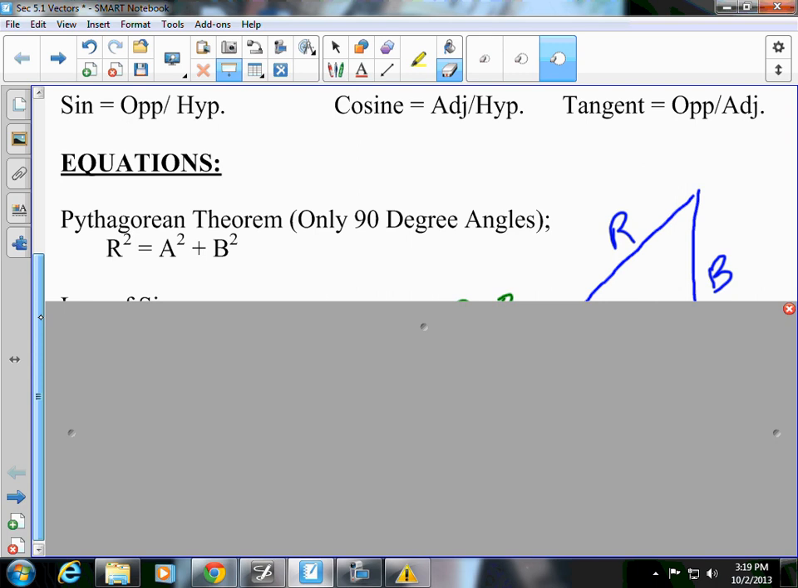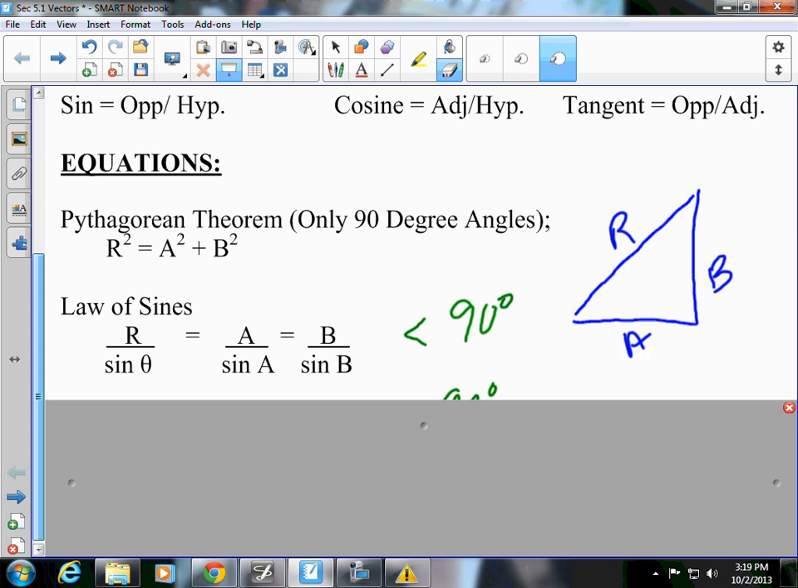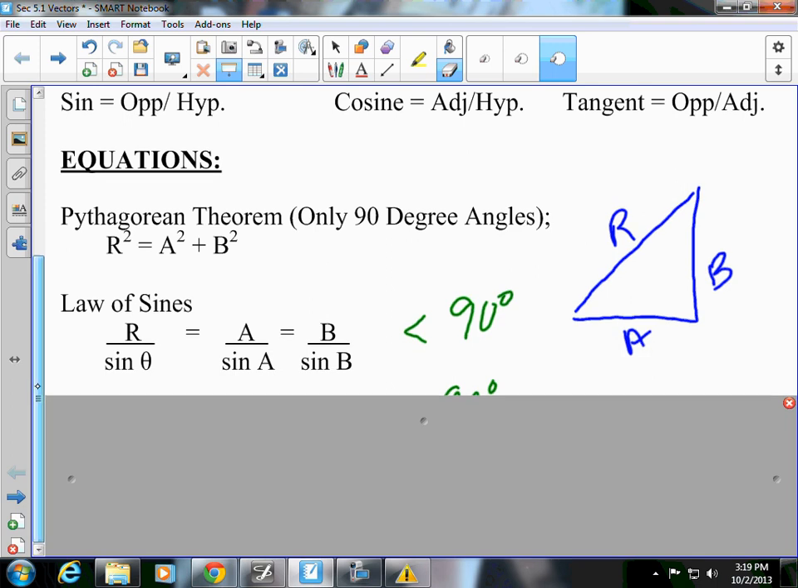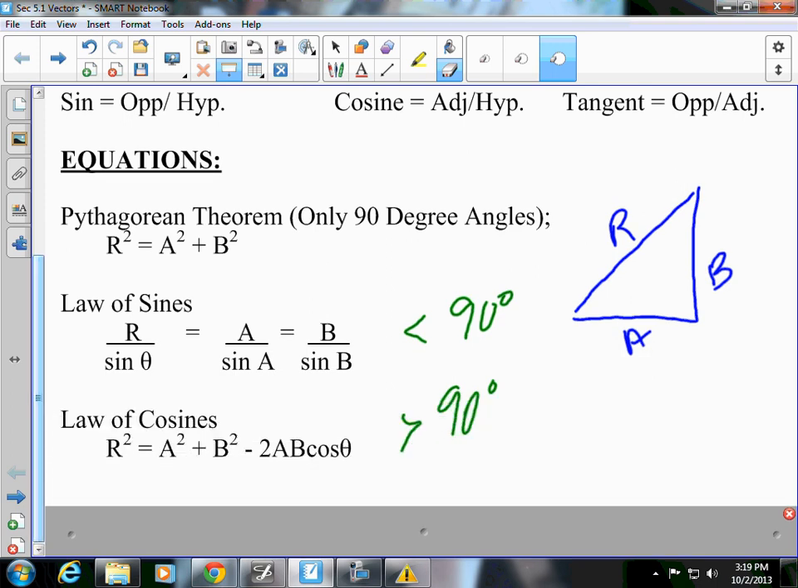What we will have, though, is an equation you've probably never had, to solve for R if you had an obtuse or acute triangle. So if you look at R here, the law of sines: R divided by the sine of theta, and theta is our angle, is equal to a divided by the sine of a, which is equal to b divided by the sine of b. Or the law of cosines, which is R squared is equal to a squared plus b squared minus 2ab times the cosine of theta.